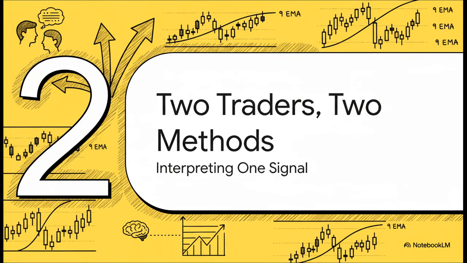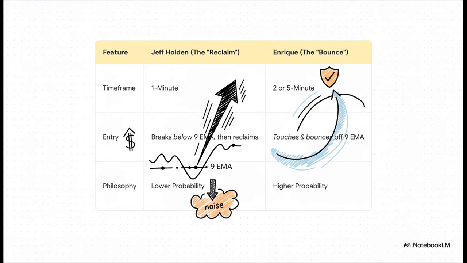Now, here's what's really interesting. You can give the exact same tool to 2 different pros, and they'll each develop their own unique edge from it. Let's take a look at 2 traders from the SMB Capital desk, Jeff and Enrique. They both use the 9 EMA, but in slightly different and equally effective ways. All right, let's break down these 2 styles. You've got Jeff, who's on the fast 1-minute chart. He trades what he calls the reclaim. He's not afraid of a little bit of noise. In fact, he waits for the price to actually dip below the 9 EMA. He's looking for that exact moment when buyers aggressively jump back in to take back that level. For him, that little dip is valuable information.